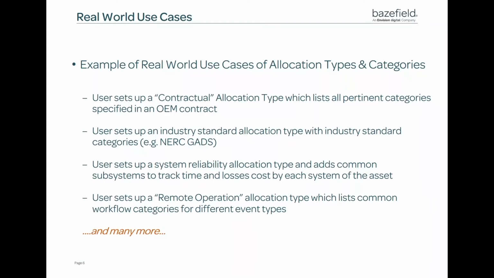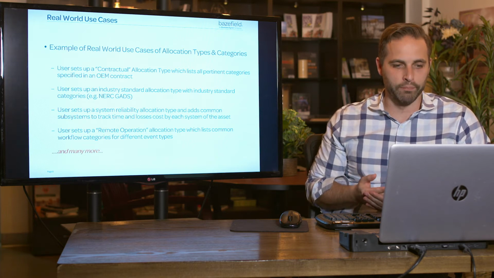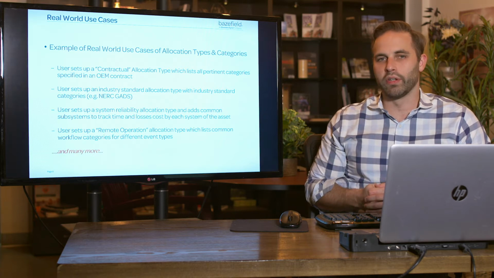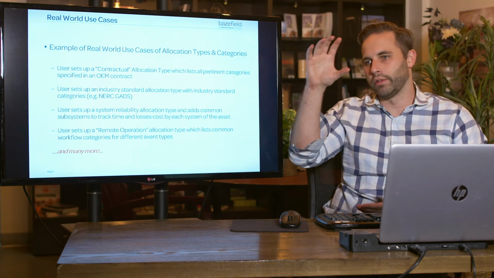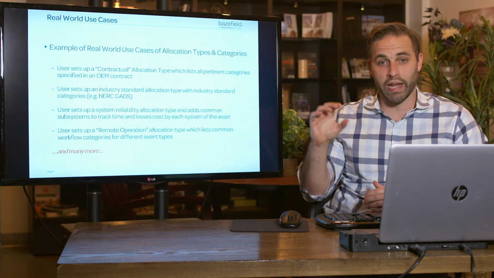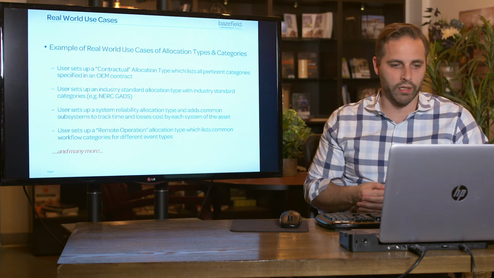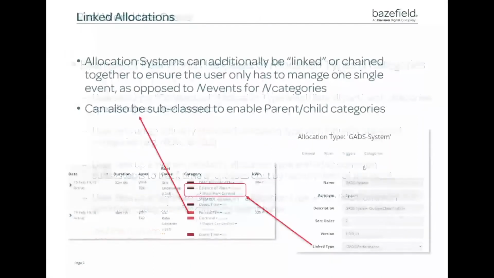The other use case, as I mentioned, is trying to report up to industry standards like IEC or NERC GADS. Allocation systems help recreate that. You can also use internal systems. Let's say you wanted to sort out your losses and your availability by subsystem. You can add your own custom description of all the subsystems of an asset and then sort out losses by subsystem from a reliability-based standpoint. There are a million different examples, but these are just a few common ones that our users seem to find handy.